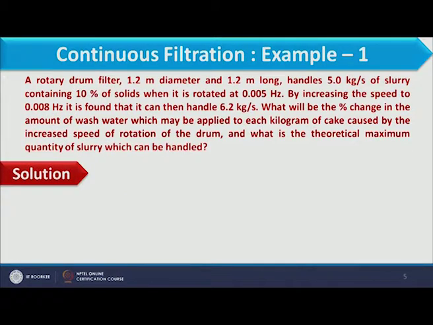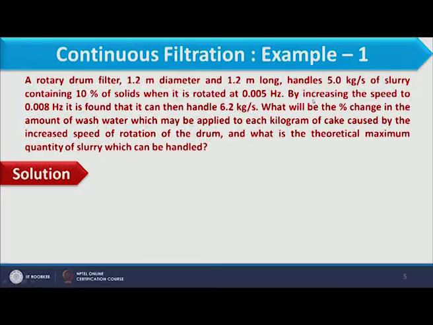Now, to demonstrate how the calculation of continuous filtration is carried out, we have taken one example. Here a rotary drum filter has a diameter of 1.2 meter and a length of 1.2 meter as well. It handles 5 kg per second of slurry containing 10% solid when it is rotated at 0.005 Hertz. By increasing the speed to 0.008 Hertz, it is found that it can then handle 6.2 kg per second of slurry.